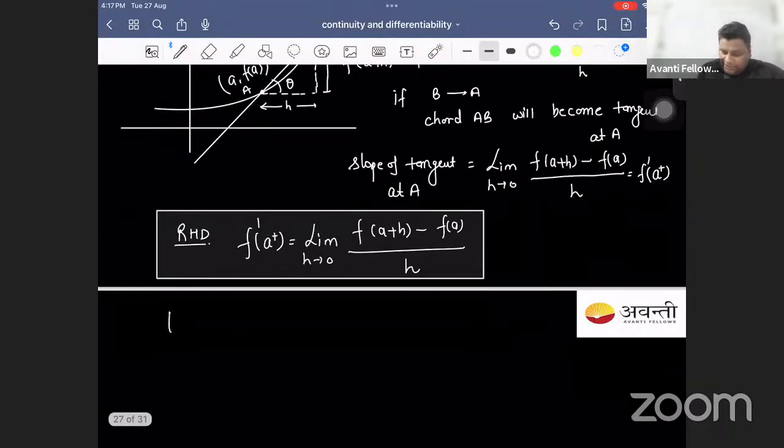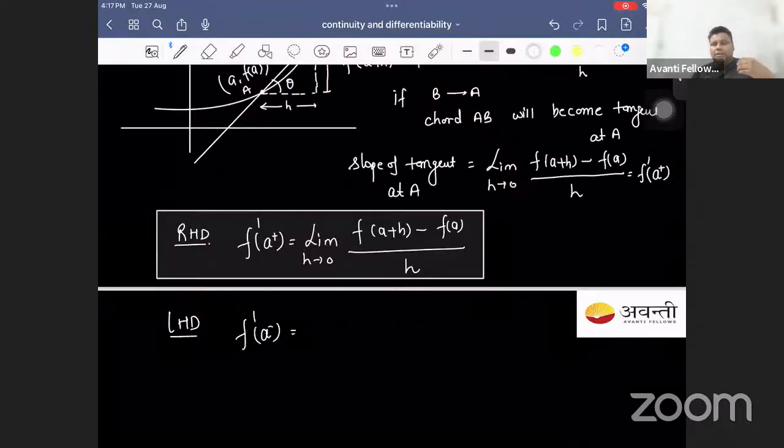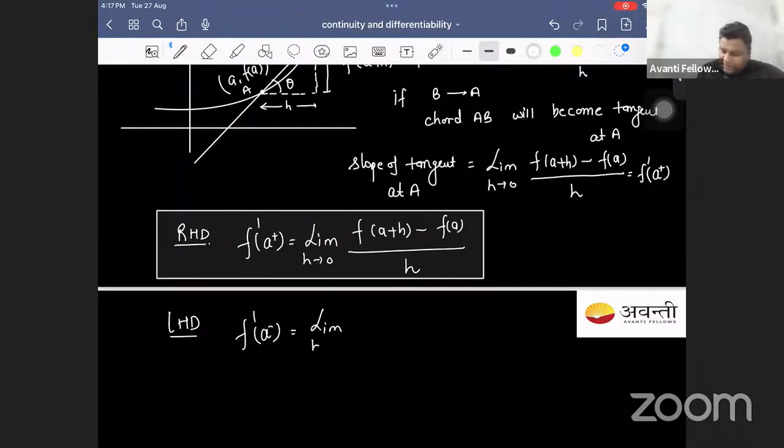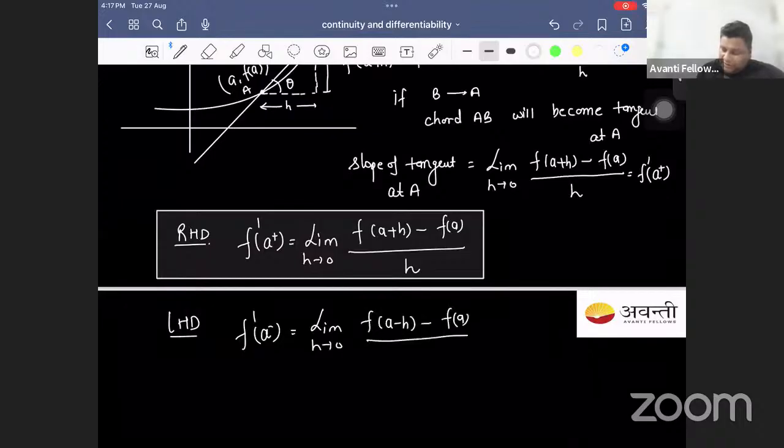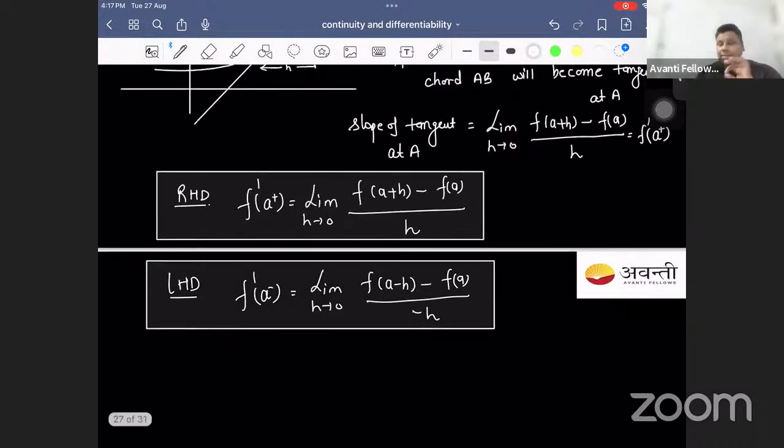Similarly, there is a concept of left hand derivative also, that is f dash A minus. This time, tangent at A, but from the left hand side. So I'm writing this formula directly: limit h approaches to 0, f of A minus h minus f of A upon minus h. This is the definition for left hand derivative. Remember this thing. In right hand it is f of a plus h minus f of a upon h. In the left hand it is f of a minus h minus f of a upon minus h. Got it?